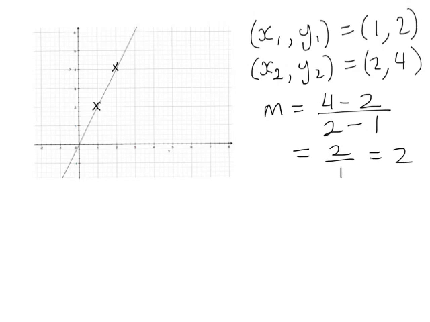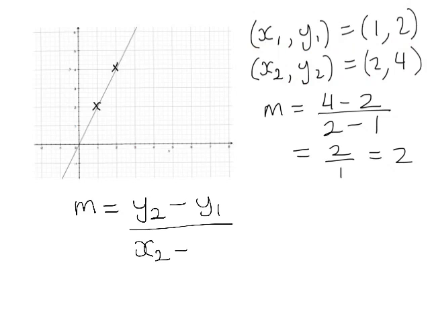The reason that I've written out our coordinates like this is so you can see what the general equation is for the gradient of a line given 2 points. If we want to find the gradient of a line, m, it's going to be the difference in y, so one y coordinate take away the other, divided by the difference in x, so one x coordinate take away the other. You see here I've kept my y coordinates and my x coordinates in the same order. I've done y2 minus y1 over x2 minus x1.